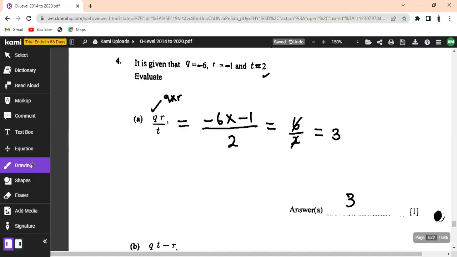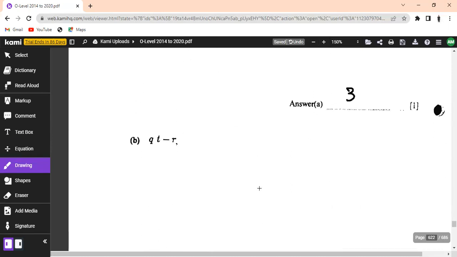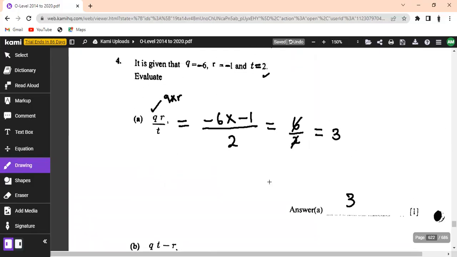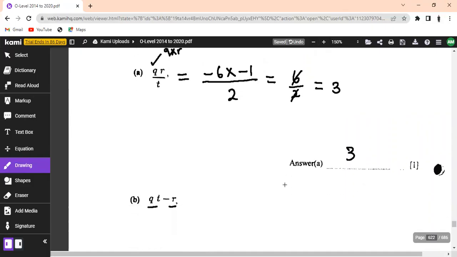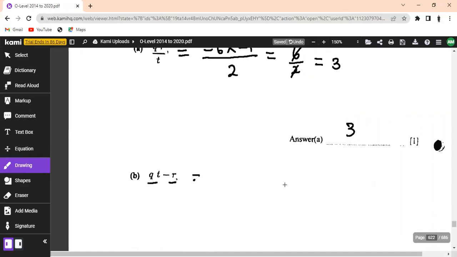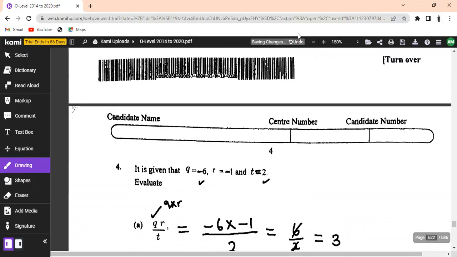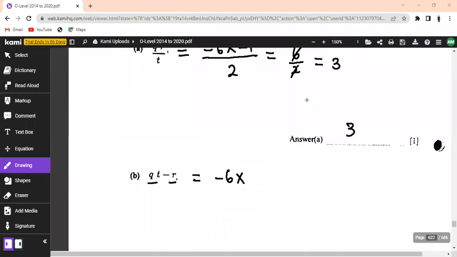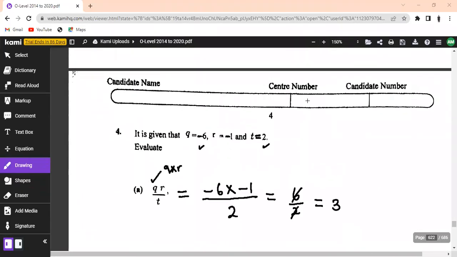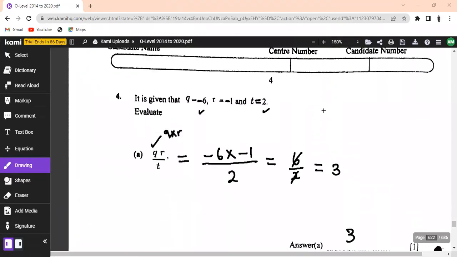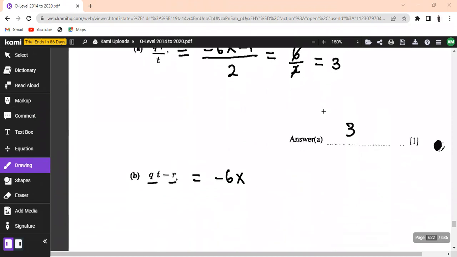So if you are working with this type of equation, it is just a matter of substituting the values that you are given. Even here, if you are to cross-check, it's QT minus R. So you're just going back here. Your Q is minus 6. So Q here is minus 6. So it's minus 6 times T. Okay, so we are substituting the value of T, which in this case is 2. So it's going to be 2 in this case.